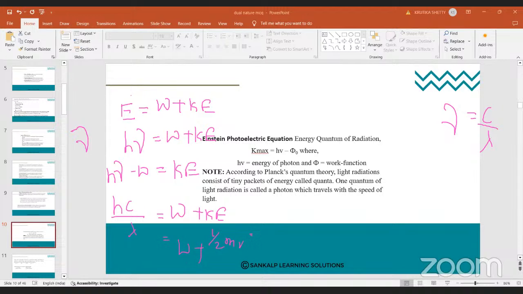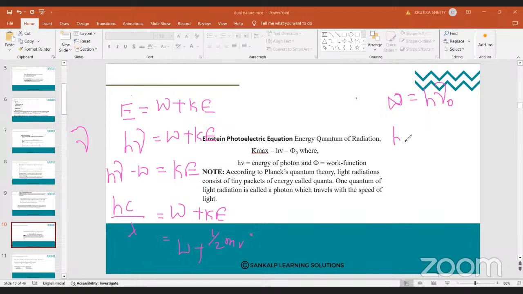Yes, note down this point. Yesterday we discussed the work function can also be written as h into nu naught. Okay, it is given by h into nu naught. So nu naught is the threshold frequency. Nu is the incident frequency. Nu naught is the threshold frequency.